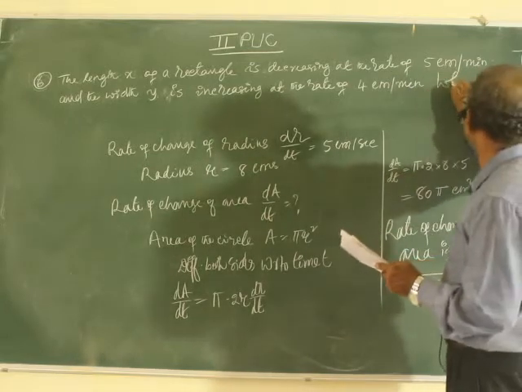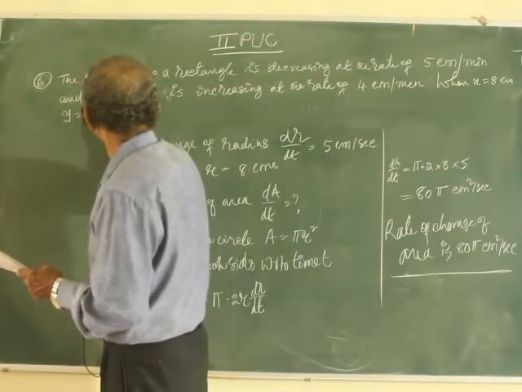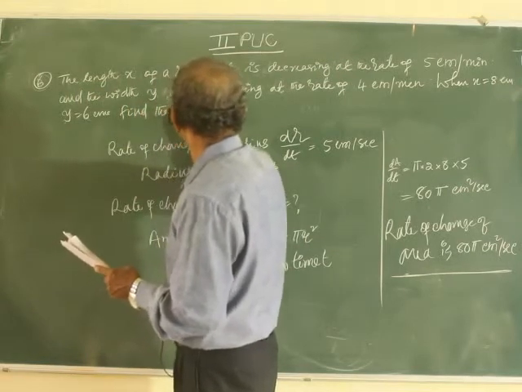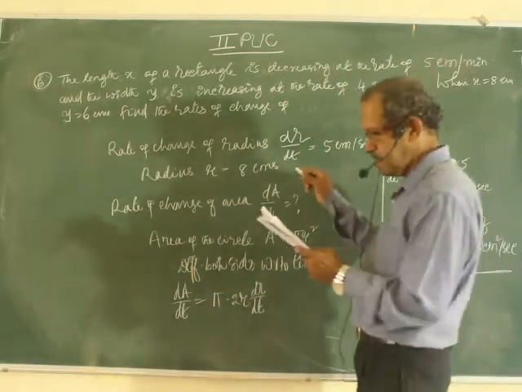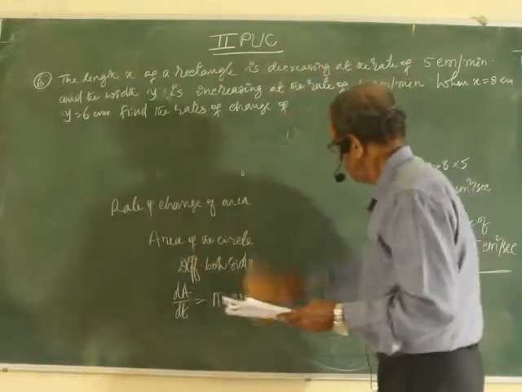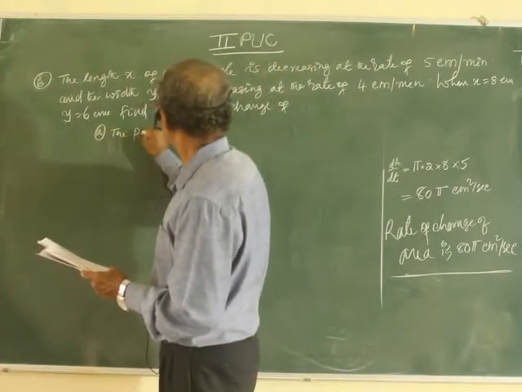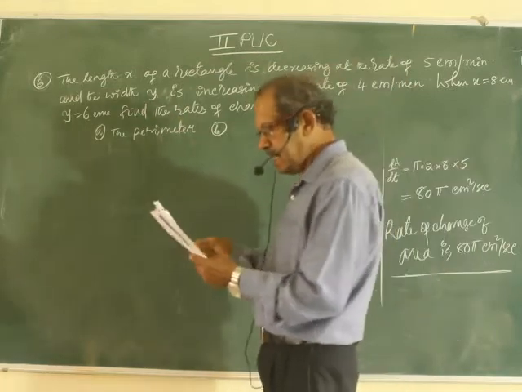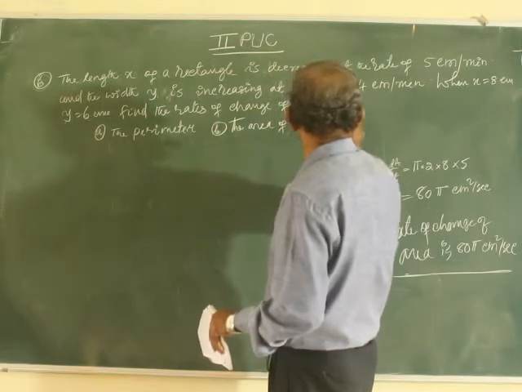When x equals 8 centimeter, y equals 6 centimeter, find the rates of change of A, the perimeter, B, the area of the rectangle. Yes.